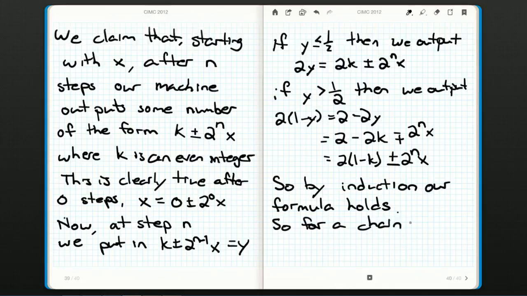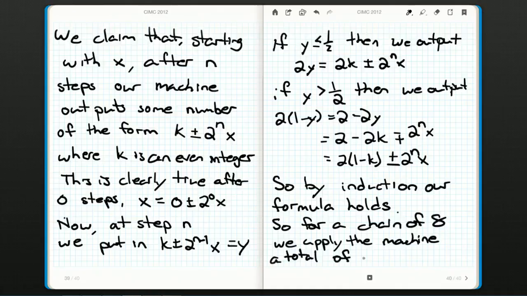For a chain of 8, if we have a chain of 8, the starting number is 0, then we apply the machine once to get our second number. We apply the machine a second time to get our third number. So how many times do we apply the machine? We apply the machine a total of 7 times. So the number that we get out in the end is going to look like some even number plus or minus 2 to the power of 7 times x.